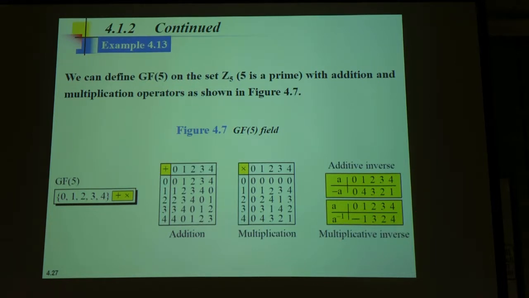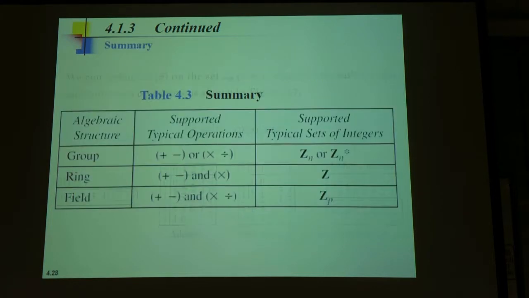You want to try one? So 4 times 4, how much? 16. Modulo how much? 5. How much? 1. 1 is the identity element, right? Correct? So you can verify all of that, alright?